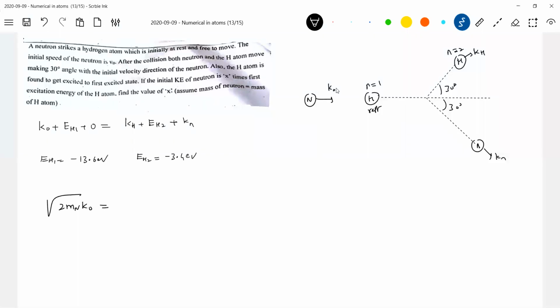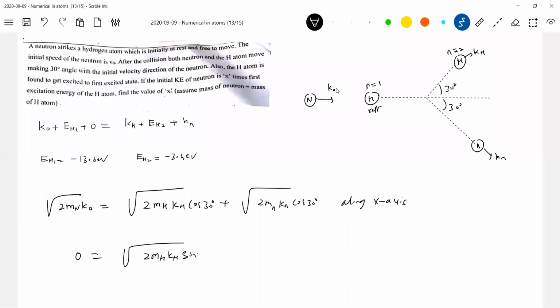So then writing the conservation of momentum, 2mn K naught is equal to 2mh KH cos 30. Now look at the mass of hydrogen and neutron. Assume the mass of neutron and that of hydrogen are the same. So what you can expect, KH equal to Kn. No need to solve, I'll just show it. This is along the x-axis. Along the y-axis, initially it's 0. So this shows that mh equal to mn, so KH equal to Kn in fact. From this, substituting directly we'll get the K naught here.